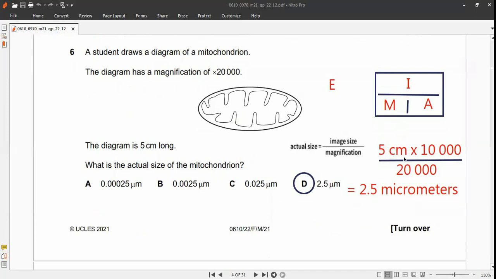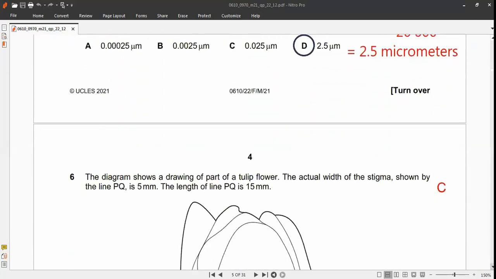The conversion of centimeter to micrometer. Focus here.